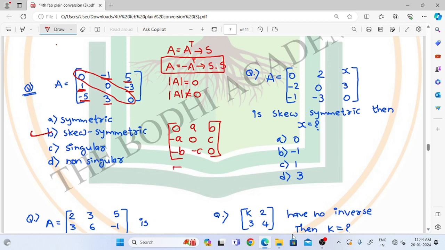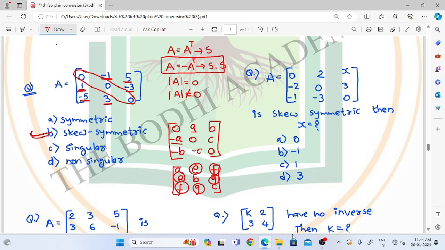And symmetric matrices look like this kind. In the diagonal, it is not necessary it will be 0, but whatever element is here, the same element is here. Suppose here it is F, then here it is also F, here it is G, then here it is also G. These elements should be equal, then it is called a symmetric matrix. Diagonal can be anything. And in a skew-symmetric matrix, diagonal elements are 0 and these elements have the same number but opposite sign. So the correct option is B for the first question.